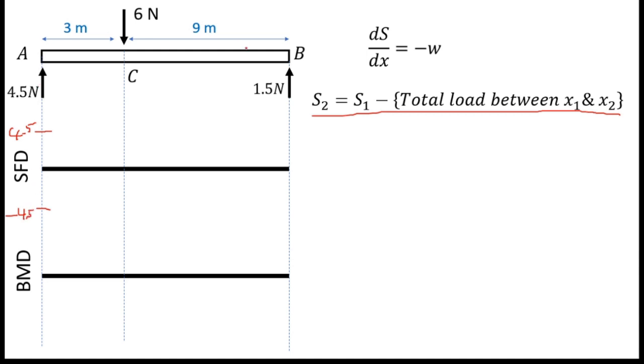Likewise, the ending point is also the same. So the ending point of this beam is B. At B there is a support reaction of 1.5. That means this shear force diagram will end at a value of 1.5 Newton. So it can be plus 1.5 or it can be minus 1.5. So now I can draw all the possibilities. So these are all the possibilities.